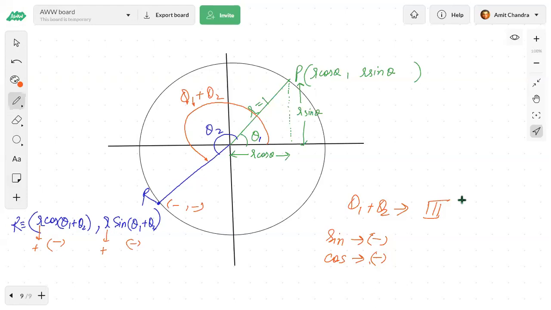So sine and cos, because of this theta, the sign will automatically be taken care of. You don't have to worry about the sign, positive or negative. Okay, fine. We will stop here.